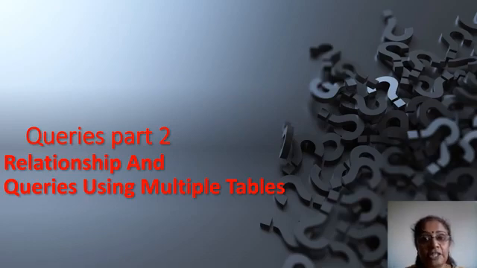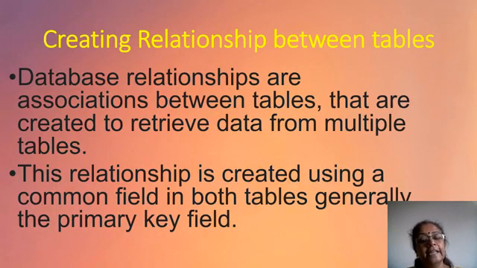And what is the relationship that we are setting? We have to set it using one single key, which is called the primary key. So creating a relationship between tables means to create an association between these tables, which helps to retrieve data from multiple tables. This relationship is created using a common field in the tables, generally the primary key.